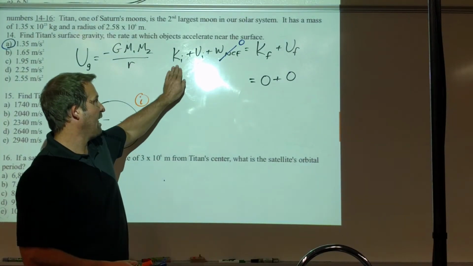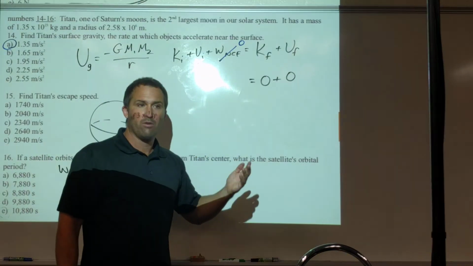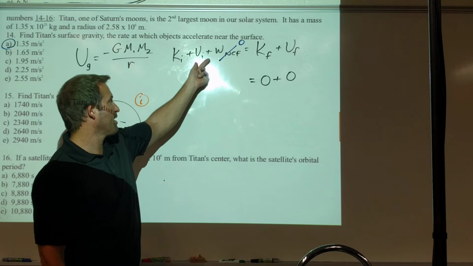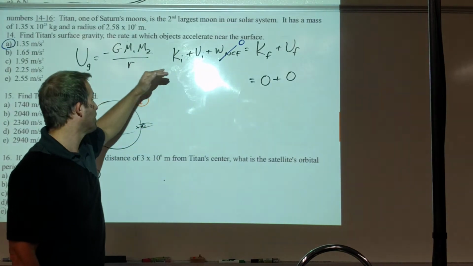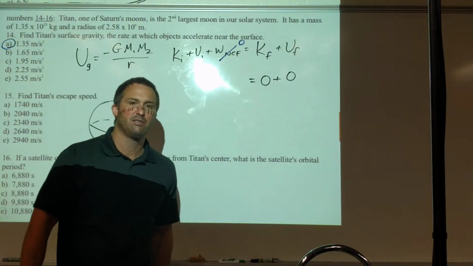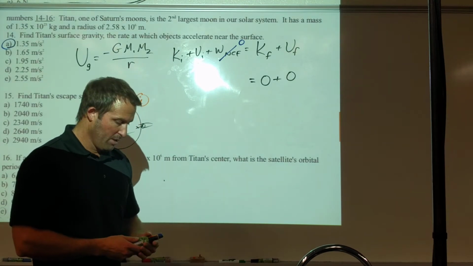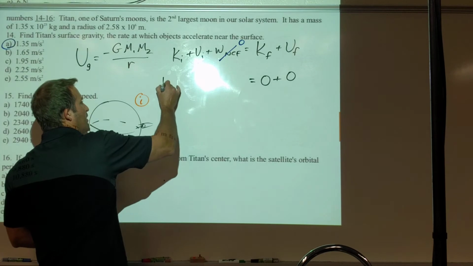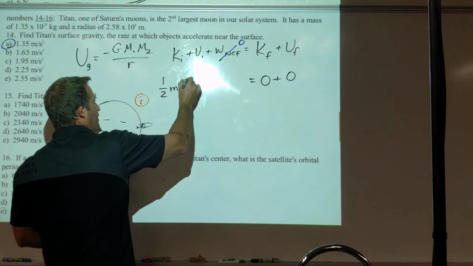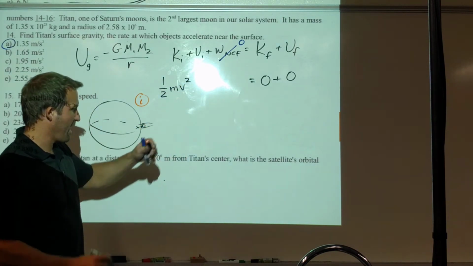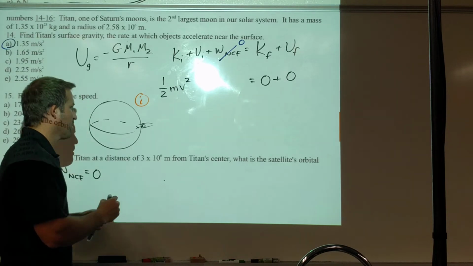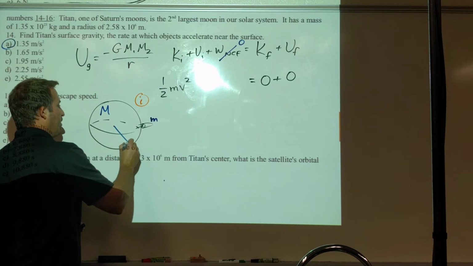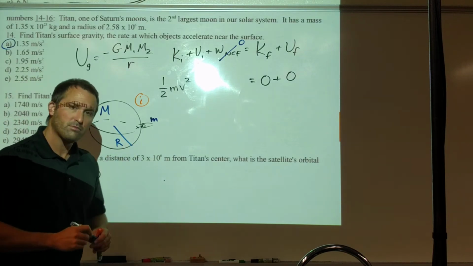Well, on this side, I do expect kinetic energy, 1/2 mv squared. That's non-negative. It can't be negative. But on the other hand, our gravitational potential energy can't be positive, so it seems like this equation can work out. So let's plug in here. The initial kinetic energy is going to be 1/2 mv squared. I better specify on here: this is the mass of my rocket, little m, mass of Titan, radius of Titan.